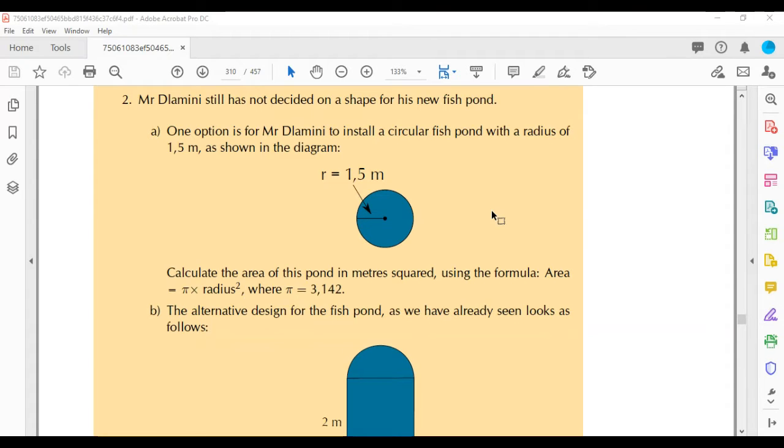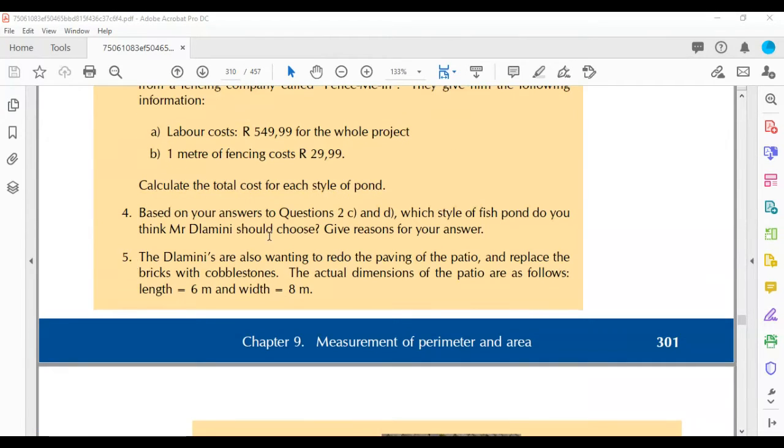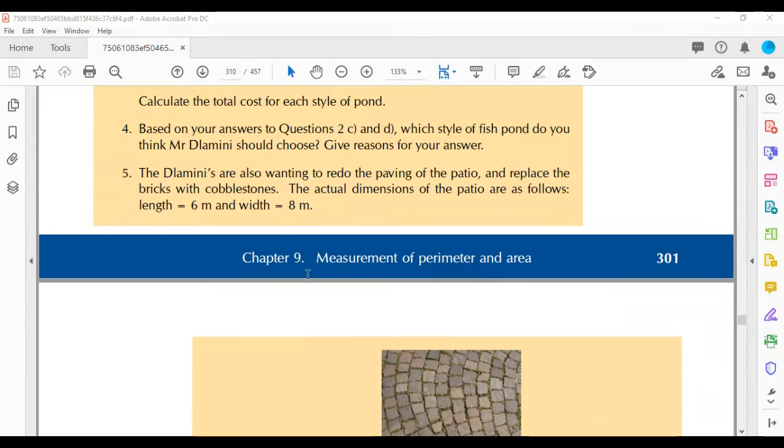So we had a couple of questions. Let's continue with question number 3. Actually, we did question number 3. We wanted now to look at question number 5.